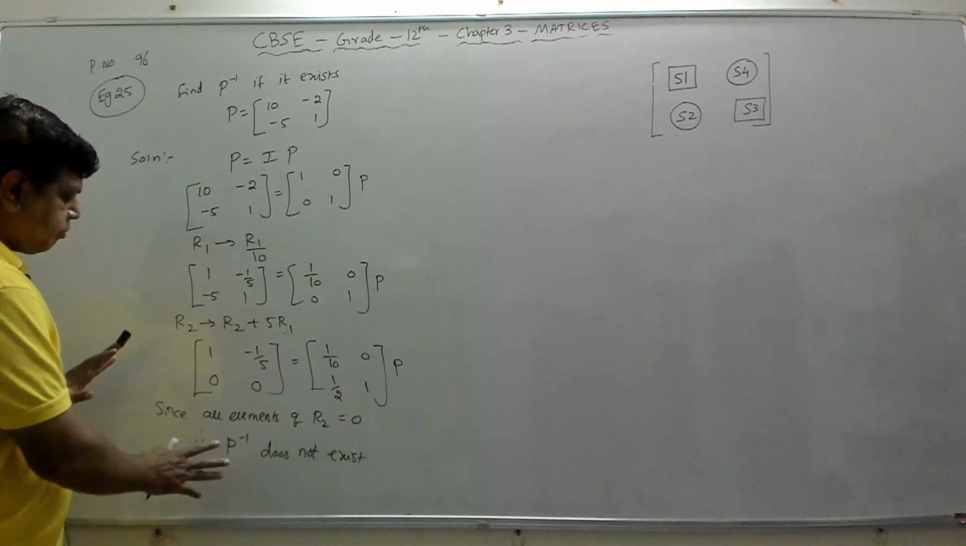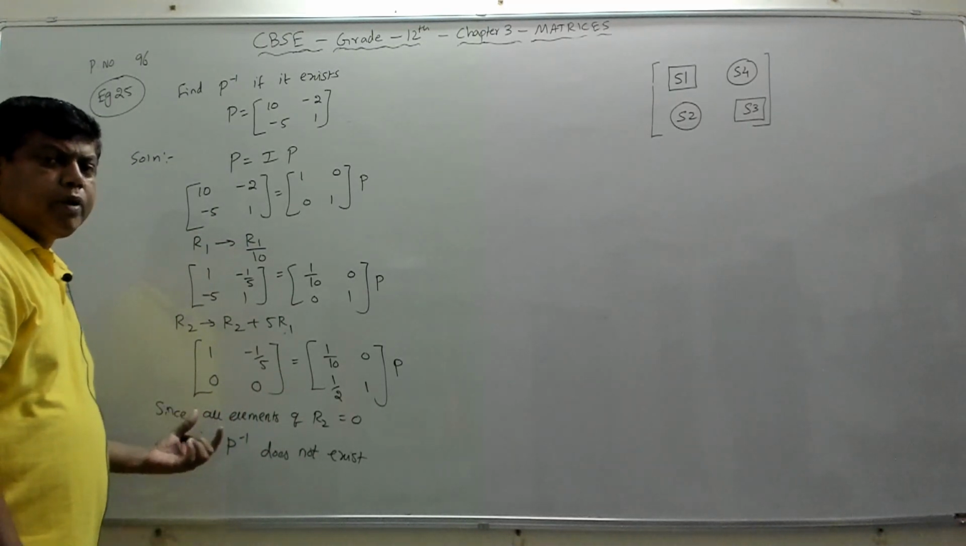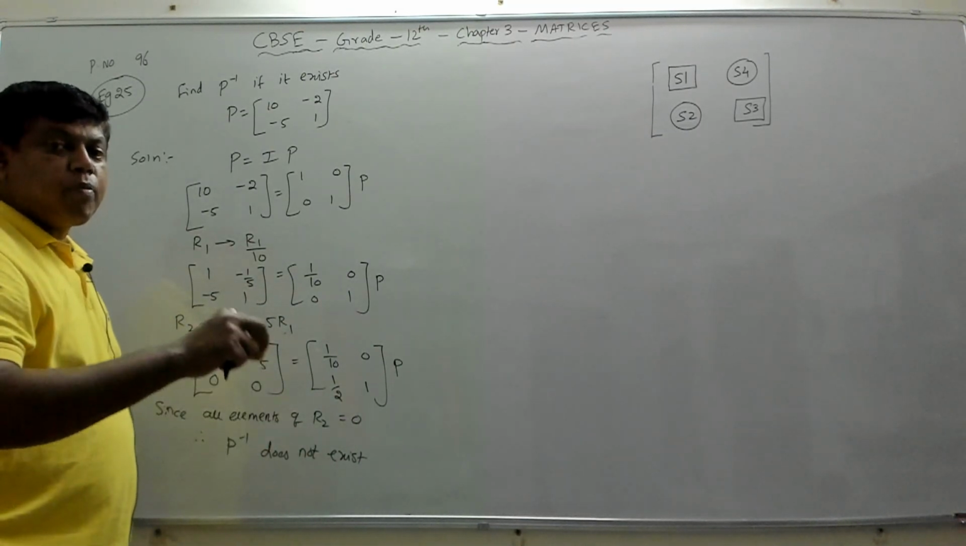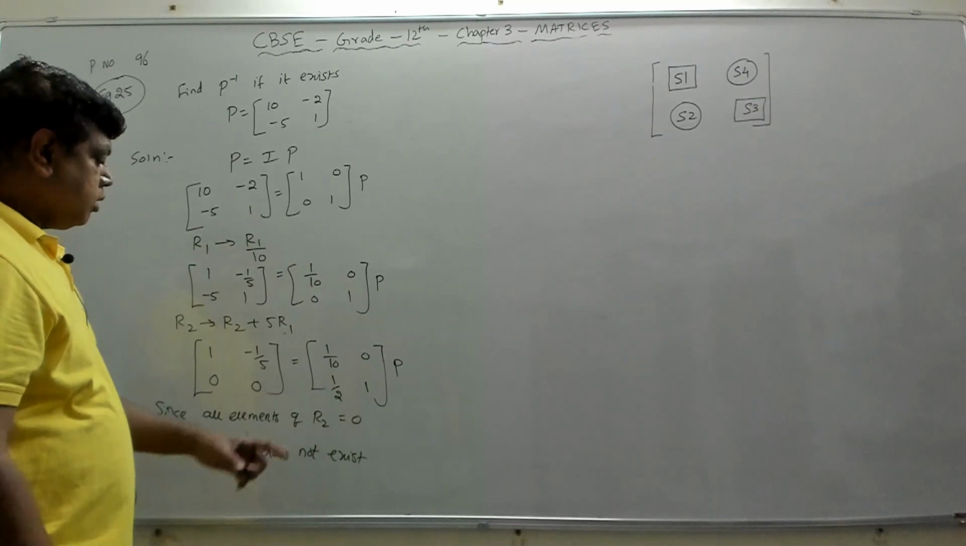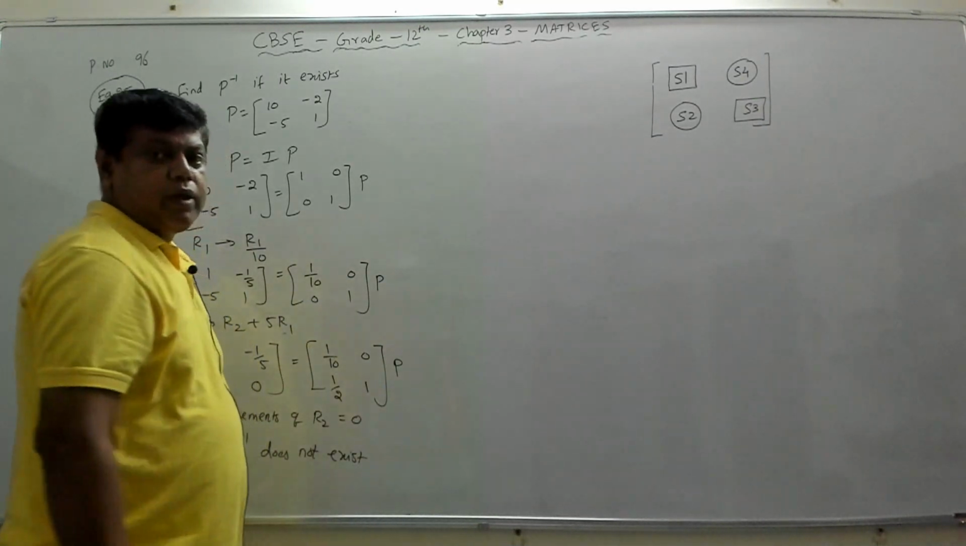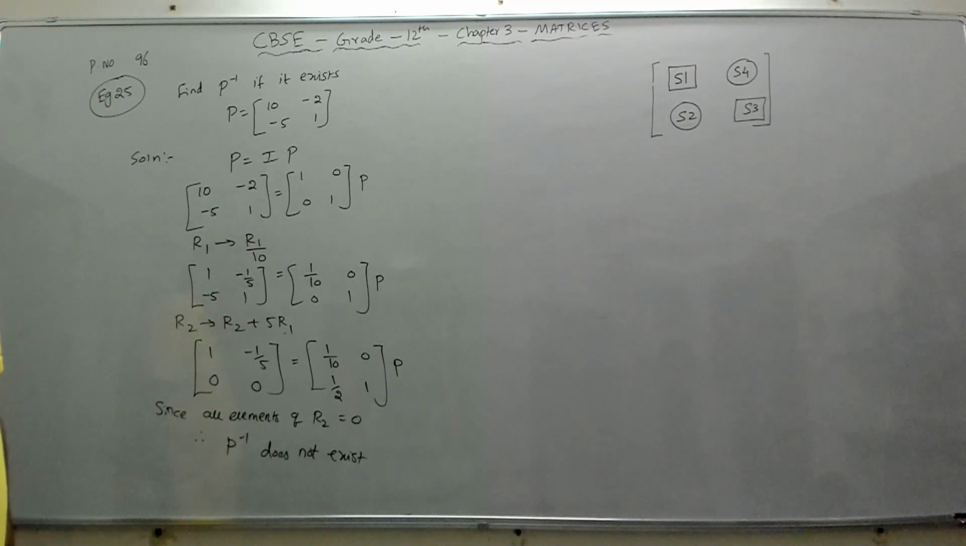So a simple understanding is, if all the elements of a particular row or column become 0, then we say the inverse does not exist, and we should stop the problem here. So this is the end of example 25.